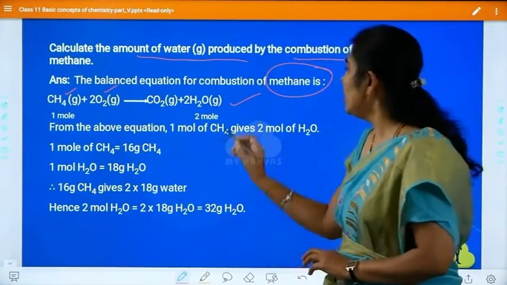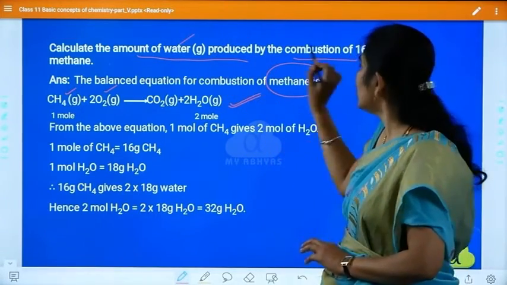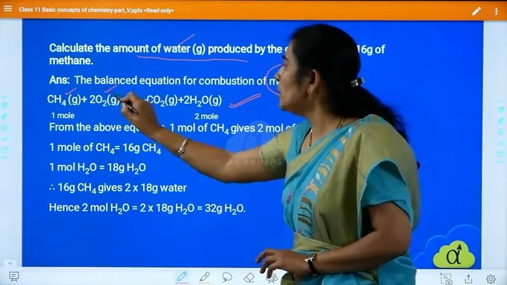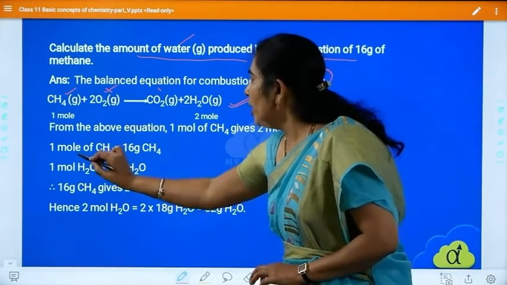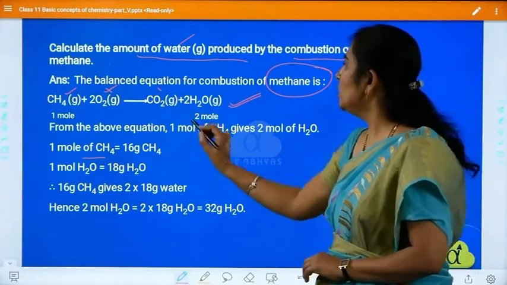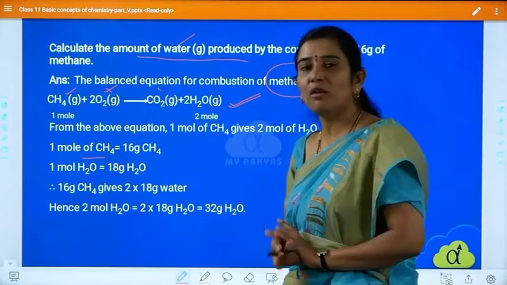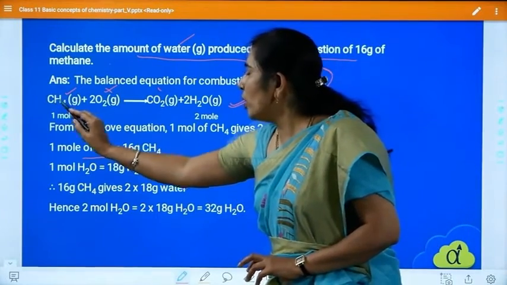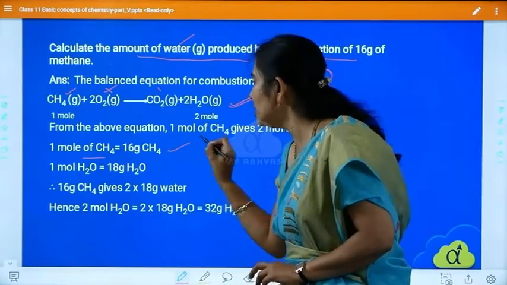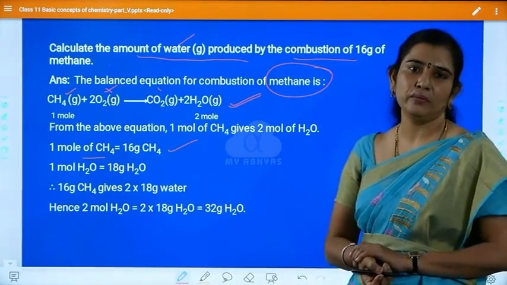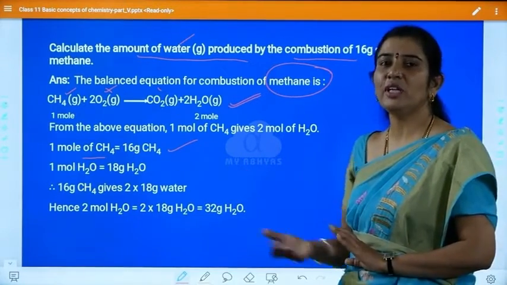Now here, what is the meaning of this equation? 1 mole of methane gives how many moles of water? 2 moles. Because now we have to talk about water and methane only. Don't bother about the oxygen and carbon dioxide. Here, 1 mole of methane is equal to 2 moles of water. So what is the meaning of 1 mole of methane? See, 12 plus 4, how much? 16 gram. So 1 mole of methane means 16 gram of methane. I am expressing in terms of the atomic mass of methane.